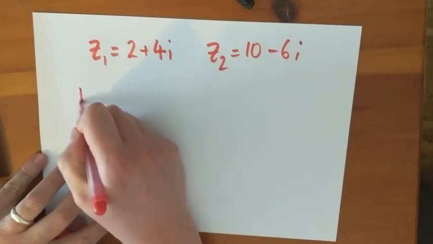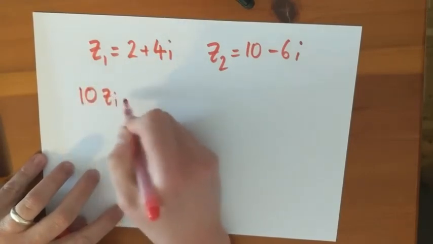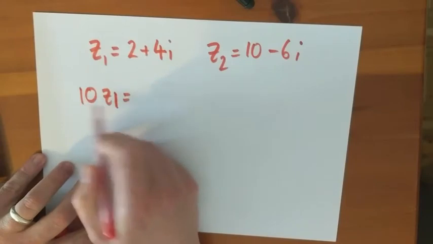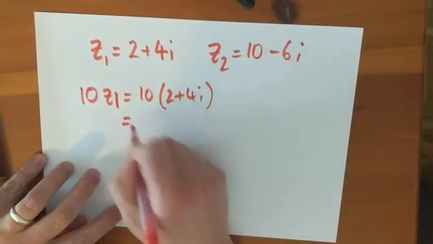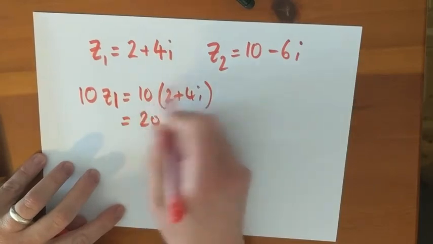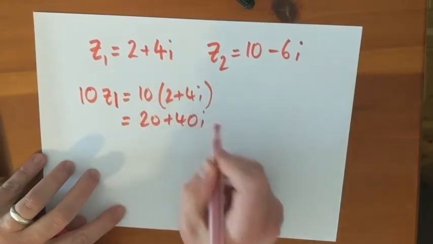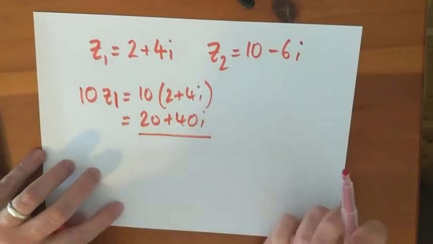So I could have something like 10z1. That's going to be a 1 there. 10 times z1 would be 10 times all of that, which would give me a new answer. 10 times 2 is 20. 10 times 4i would be 40i. So you get another complex number by multiplying it by 10.